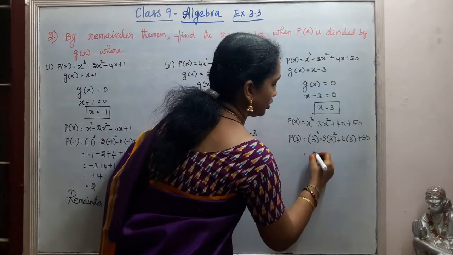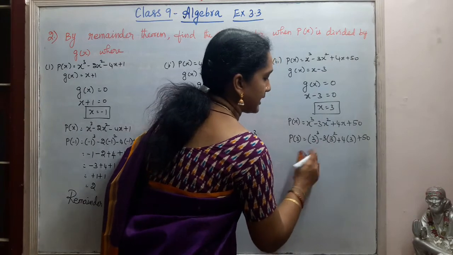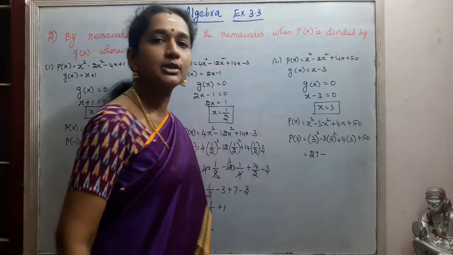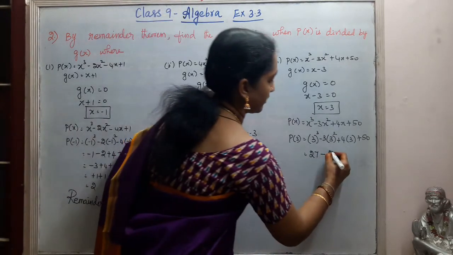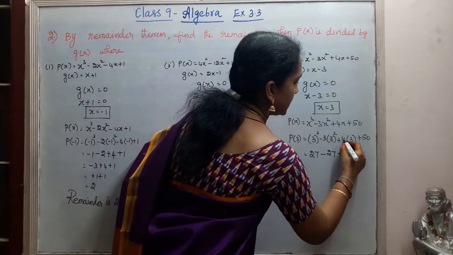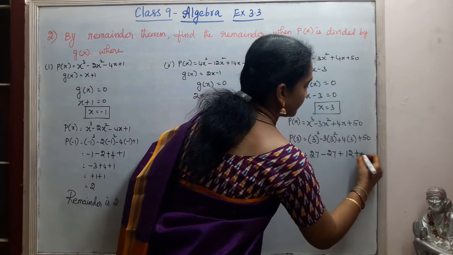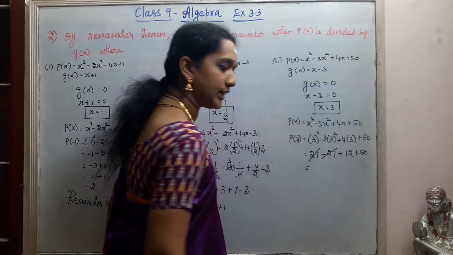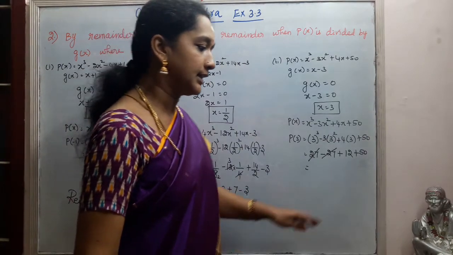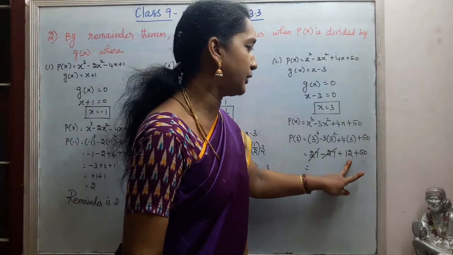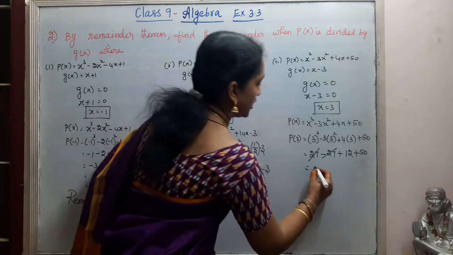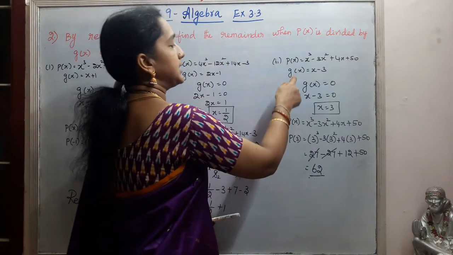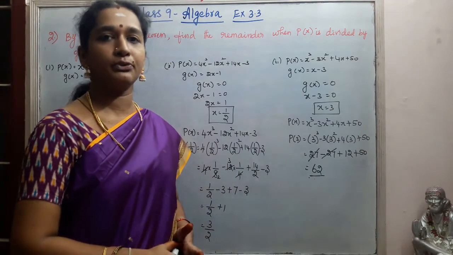So this is equal to 3 cube is 3 3s are 9, 9 3s are 27 minus this one also 3 squared is 9, 9 3s are 27. So minus 27 plus 4 3s are 12 plus 50. So this is equal to plus 27 minus 27 will get cancelled. So the remainder is 50 plus 12 is 62. So 62 is the remainder when this P of x is divided by G of x.